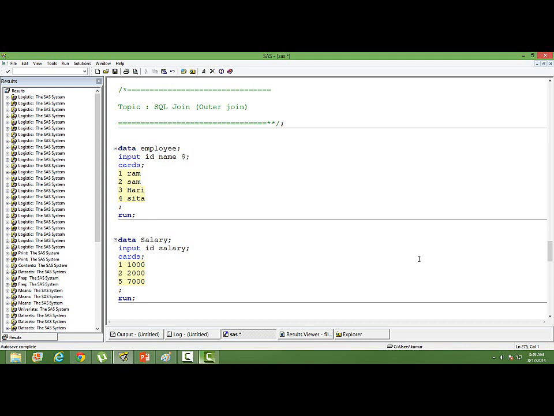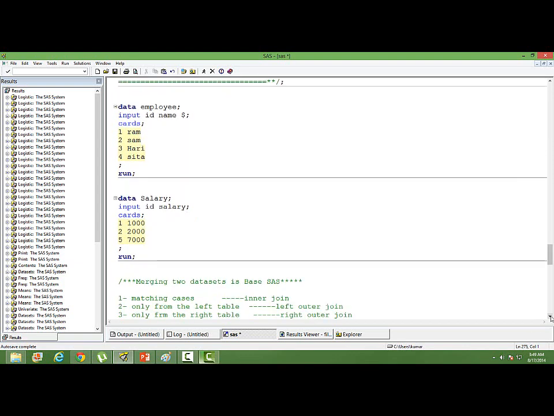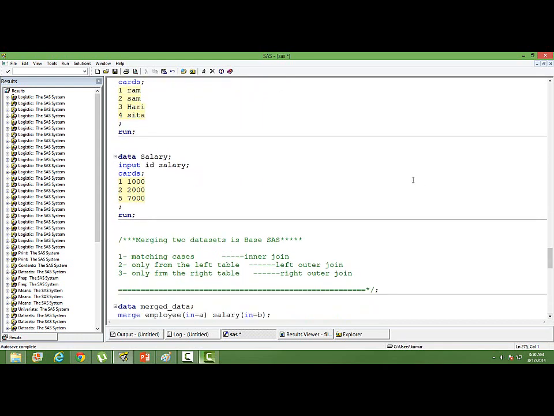Employee dataset having 4 employees. I have got 2 columns, ID and name of the employee. In the second table, I have salary. Got 2 columns there also, ID and salary. You can take a look at the datasets. There are 4 employees, 1, 2, 3, 4.